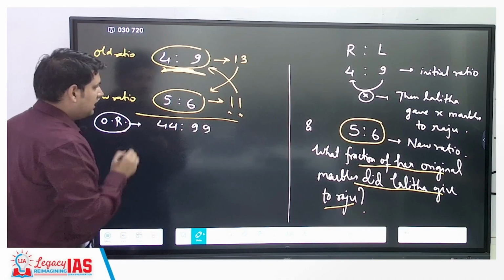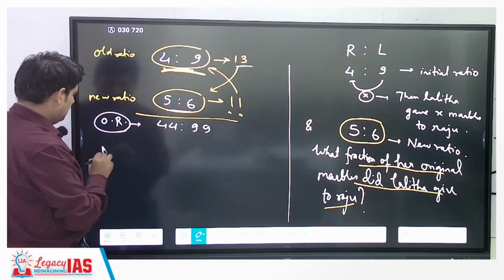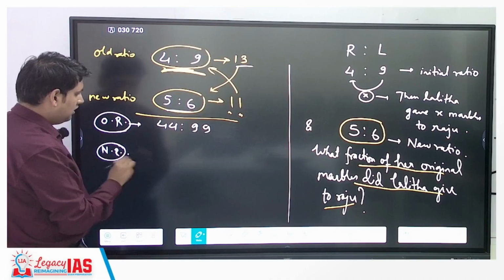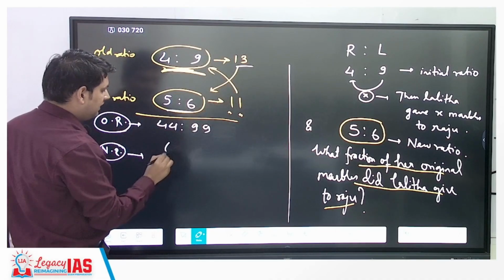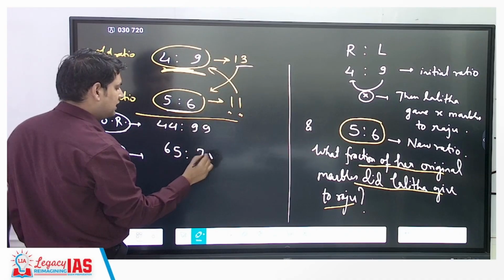Now, the next part of it. You multiply 13 with this. Okay. So the new ratio: 13 into 5 gives you 65 and 13 into 6 gives you 78.